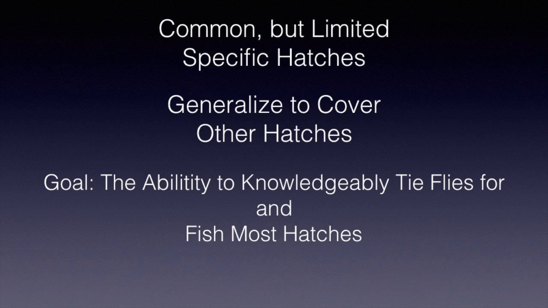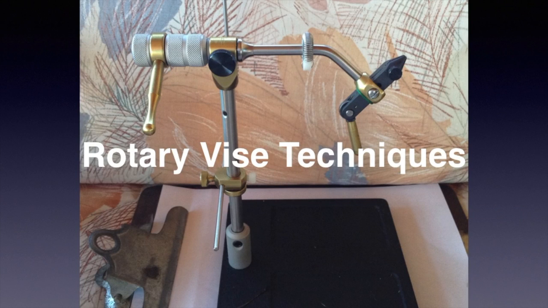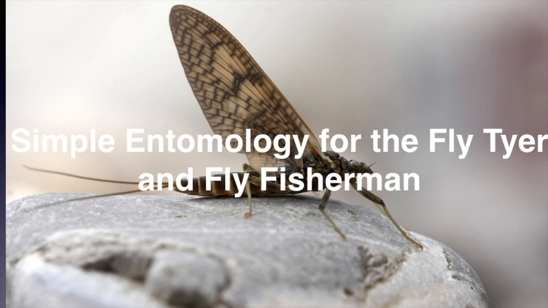This is a fairly ambitious goal, so I need to move quite quickly to cover all of this. To move along quickly, I am assuming some basic knowledge of fly tying. If you don't understand some tying technique that I'm showing, please review the appropriate part from my series on rotary vise techniques. I'm also assuming a little knowledge of entomology. We'll be discussing some entomology features in slightly greater depth and expanding on some of the oversimplifications that I used in my previous series. But if you don't understand some of the entomology terms, please review my series on simple entomology for the fly tyer and fly fisherman.